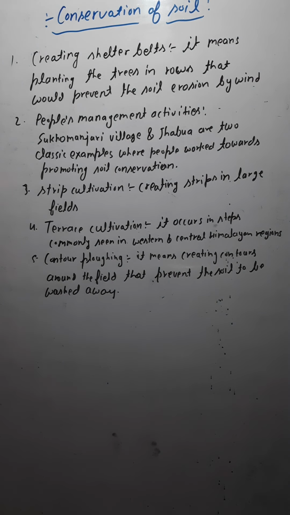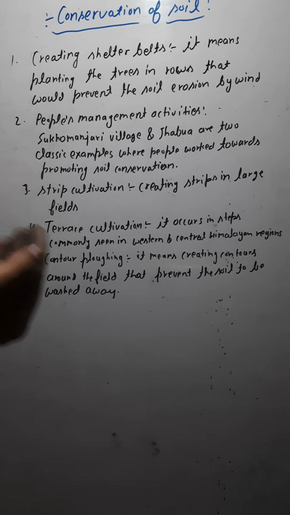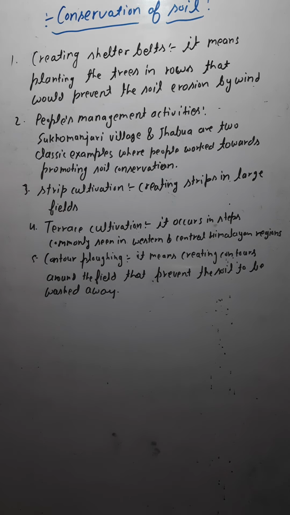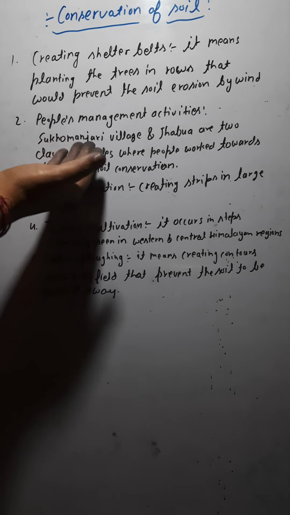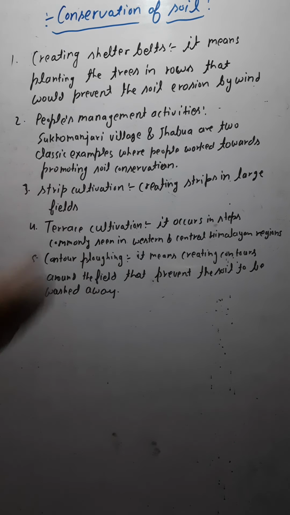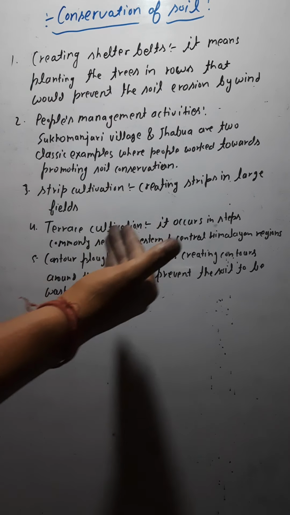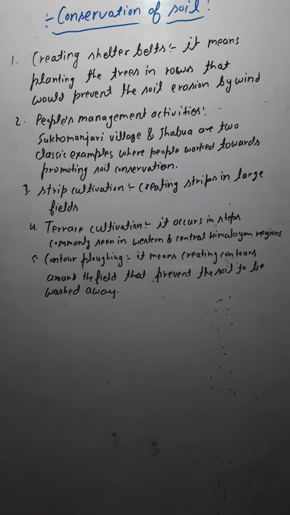Second is people's management activities. Of course, we are doing some activities to promote soil conservation, so it's good enough. We have two classic examples, Sukhomajri village and Jhabua village. These are the two classic examples where the people worked towards promoting soil conservation. If you are doing such activities, it is good enough.